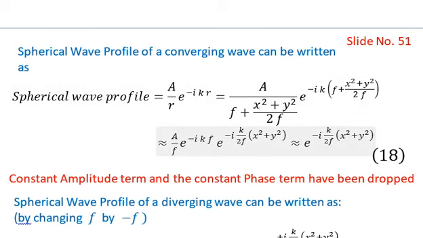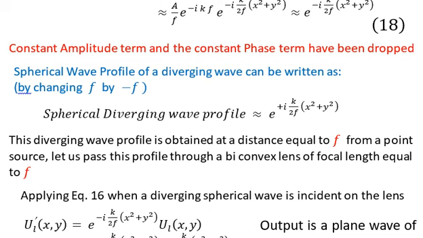So we can drop the constant amplitude and we can also drop the constant phase factor, and we can approximately write the profile of the spherical wave as e to the power minus iota k over 2f. Within the parenthesis we have x square plus y square for the spherically converging wavefront, and this is given in equation number 18. Constant amplitude and constant phase terms have been dropped.